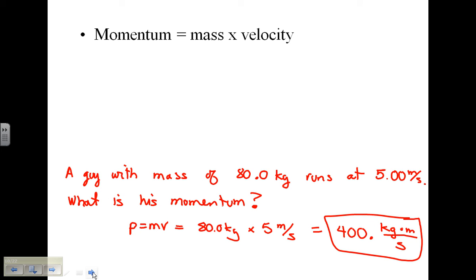So, momentum is mass times velocity, which is m times v. The units are kilograms meters per second. So if we have a situation with a guy who has a mass of 80 kilograms, he runs at 5 meters per second, what's his momentum? 80 times 5, 400 kilograms meters per second. There are no other units for momentum.